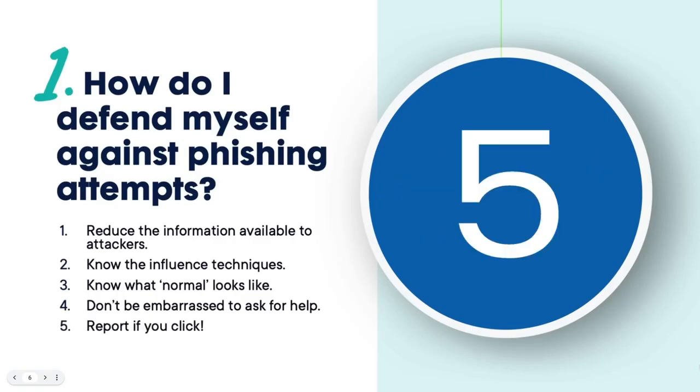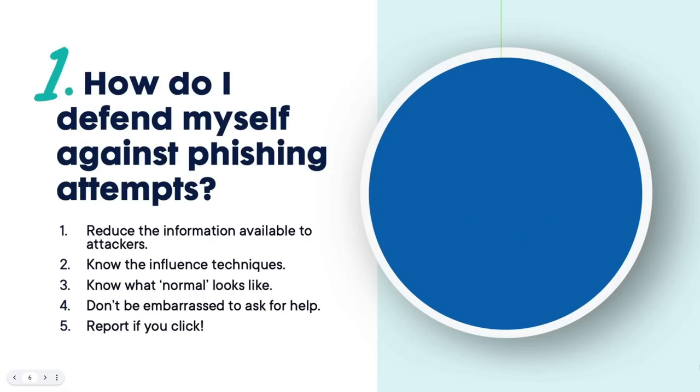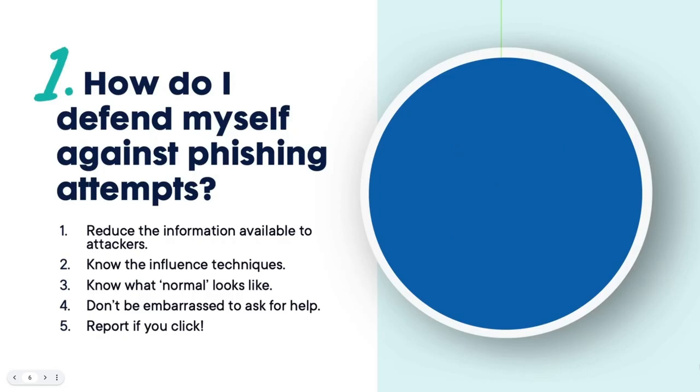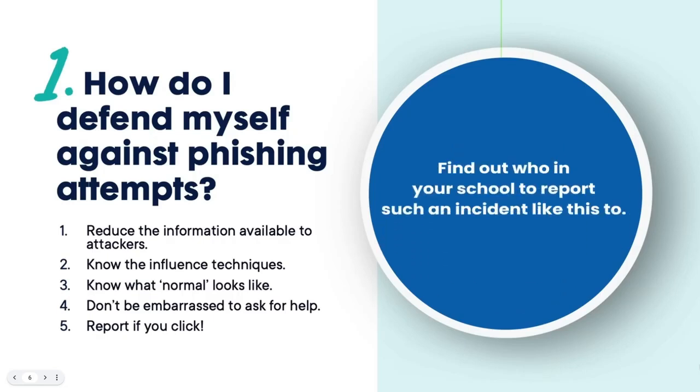5. Report if you click. Phishing attempts can be very difficult to spot. If you fall victim to one, don't panic. If you do click on a link or a file by mistake, it's important to tell the right people immediately. This will reduce the potential harm caused. Find out who in your school to report such an incident like this to.